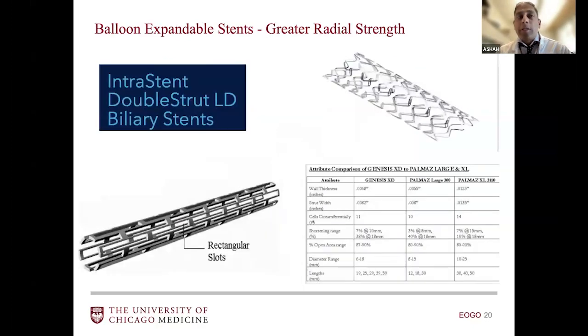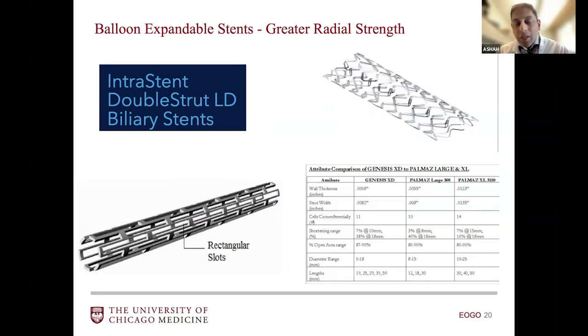Other balloon expandable stents can be used. Now, these are not covered stents like the other ones were, but these are the stents that can give you adequate apposition if you have kinking or external compression. The most commonly used one is the one on the bottom. This is the Palmaz stent that comes in 30-10, 40-10, and 50-10 distributions.